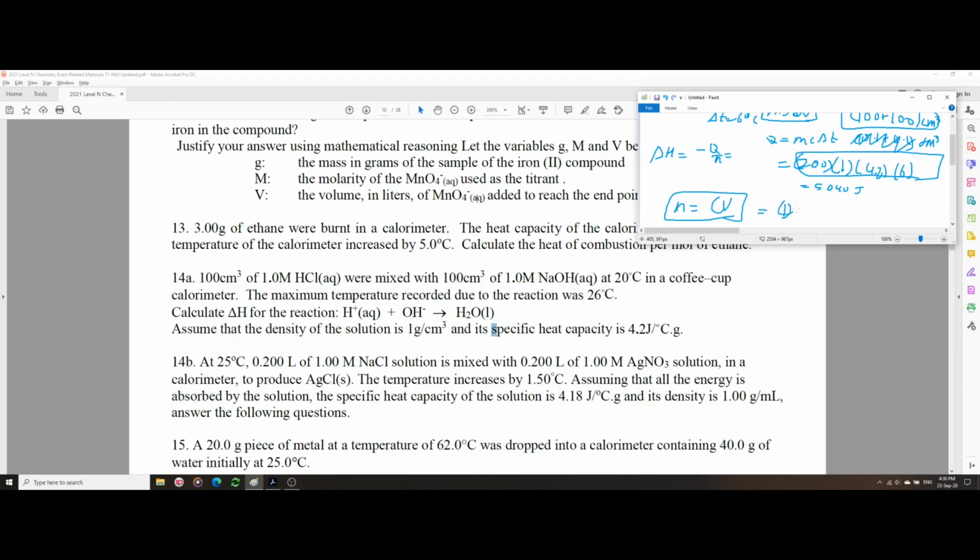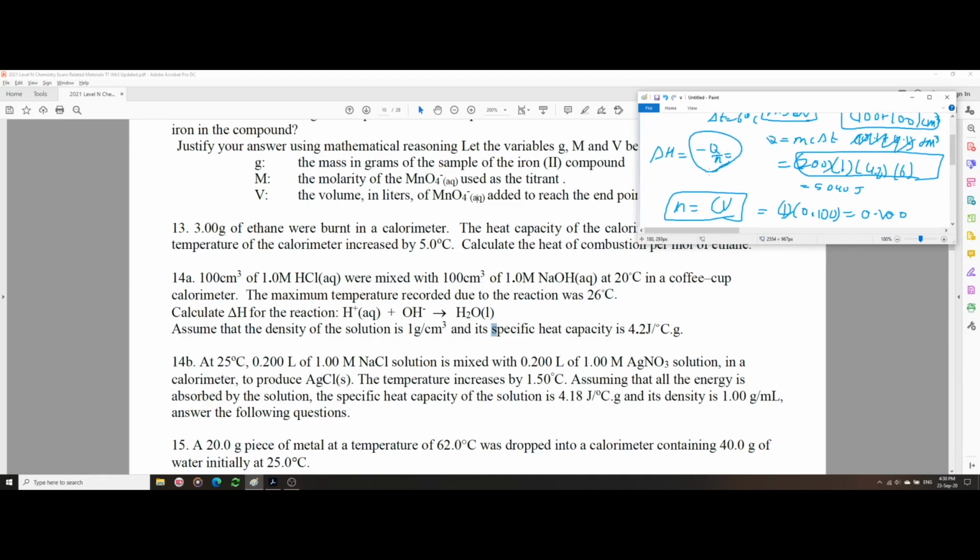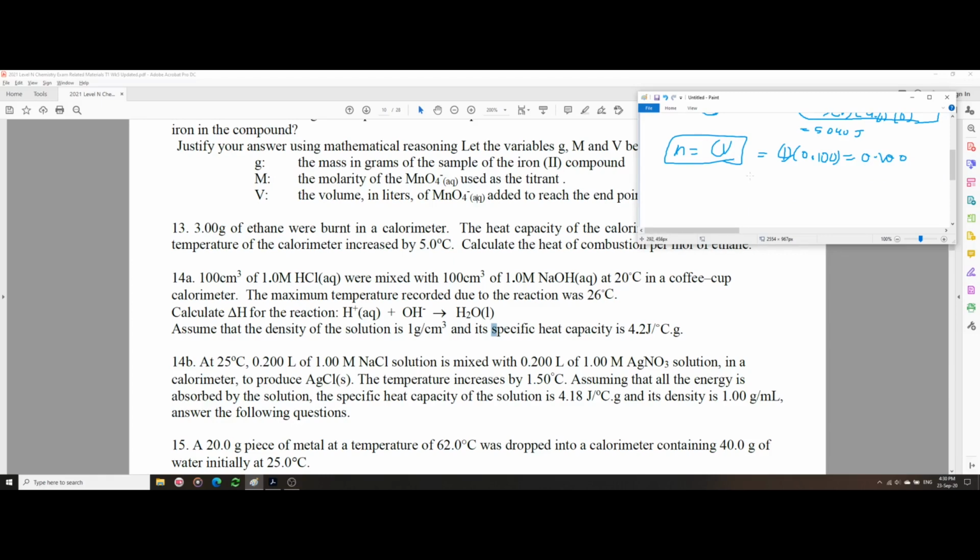So that's 1 times. Now here is the trick, it's number of moles, so you have to change from centimeters cubed to decimeters cubed, because number of moles does not accept anything other than decimeters cubed or liters, somewhere in that scale. So you get this, and then you divide them in this formula. I'm not going to write it, I'm just going to put it in the calculator immediately. 5040 over 0.1. Now you get this big number.